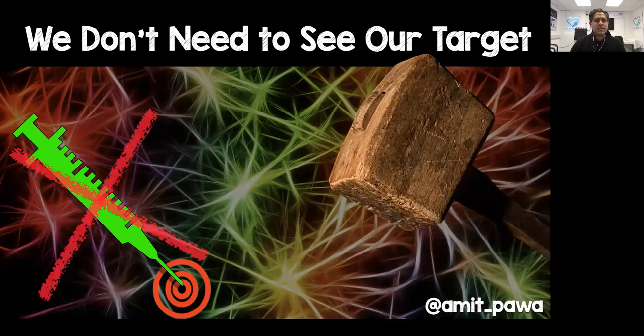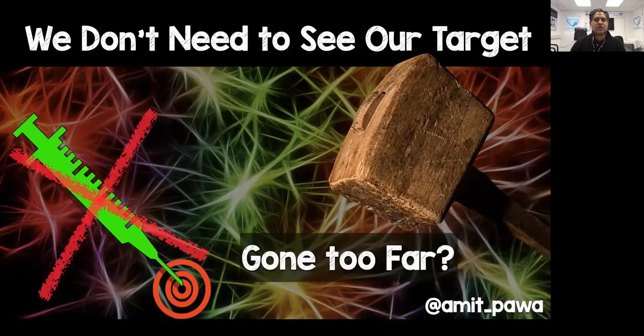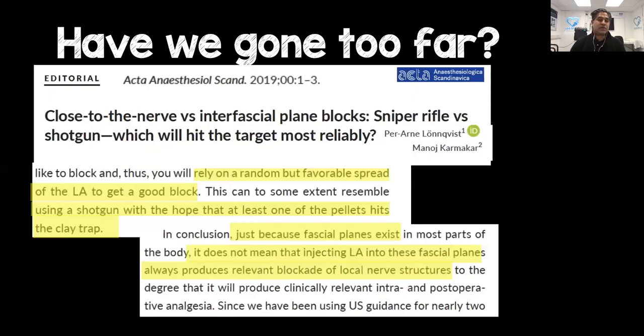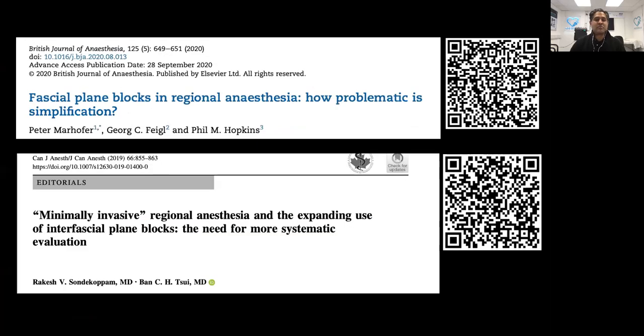But some people would say that this is a little bit like using a sledgehammer to crack a nut, and maybe we've gone too far, literally and metaphorically speaking, too far away from the targets. As a result, some papers have been written comparing being really close to the nerve versus interfascial plane, sniper rifle versus a shotgun. That was one paper, and there are another couple of papers here questioning the value or the utility of these techniques. And wherever you see these QR codes, if you take a screenshot or hold your camera up to the screen, you'll be taken to the links of these papers.